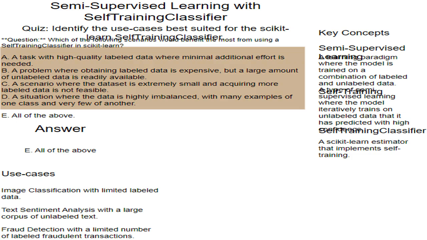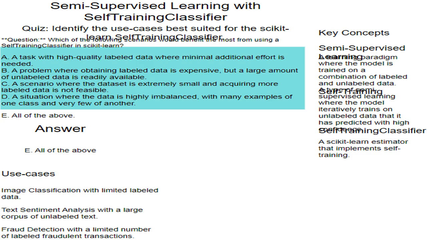Which of the following scenarios would benefit the most from using a self-training classifier in scikit-learn? A. A task with high-quality labeled data where minimal additional effort is needed. B. A problem where obtaining labeled data is expensive, but a large amount of unlabeled data is readily available. C. A scenario where the dataset is extremely small and acquiring more labeled data is not feasible. D. A situation where the data is highly imbalanced, with many examples of one class and very few of another. E. All of the above.